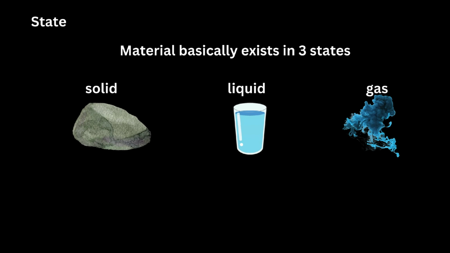Here are some examples of solid, liquid and gas. Stone is an example for solid. It has fixed volume and fixed shape. For liquid, water is an example. Water has its fixed volume but changes its shape based on the container we take. And for gas, air is an example. It has no fixed volume and no fixed shape.